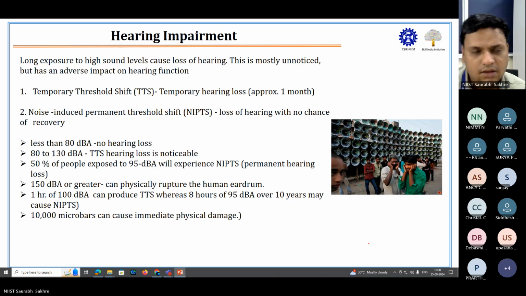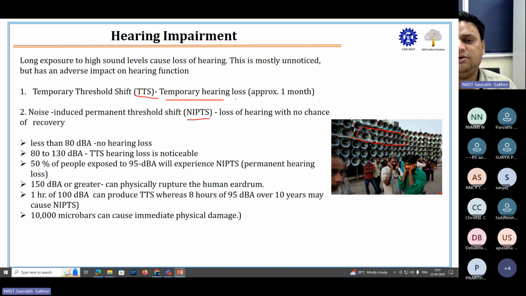Now, after that, there are two more things we need to understand. There are two types of hearing loss if you are in an environment which is too noisy. First one is TTS, temporary threshold shift. Second one is NIPTS, noise induced permanent threshold shift. In a temporary shift, there will be temporary hearing loss. Let's say approximately 1 month or something, you are not able to hear.